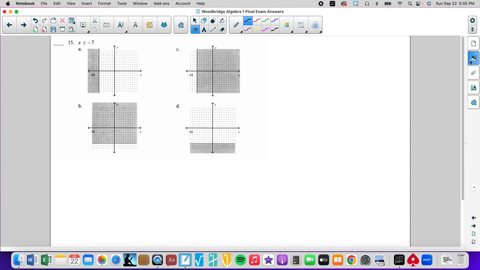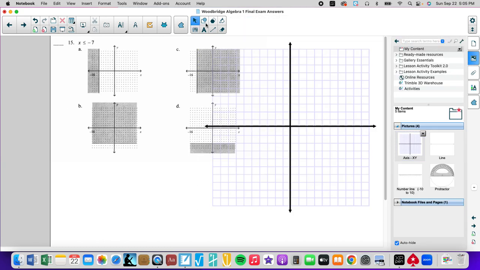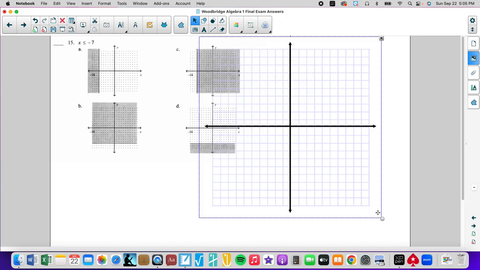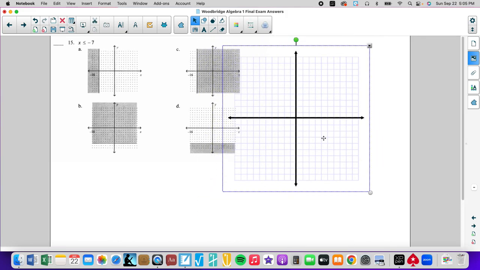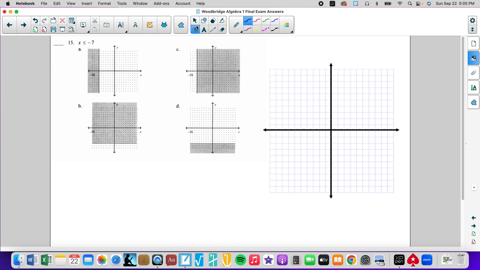This one, again, we are going to graph. I'm going to graph it on my own graph first, and then I'm going to compare it. So the equation is x is less than or equal to negative 7.